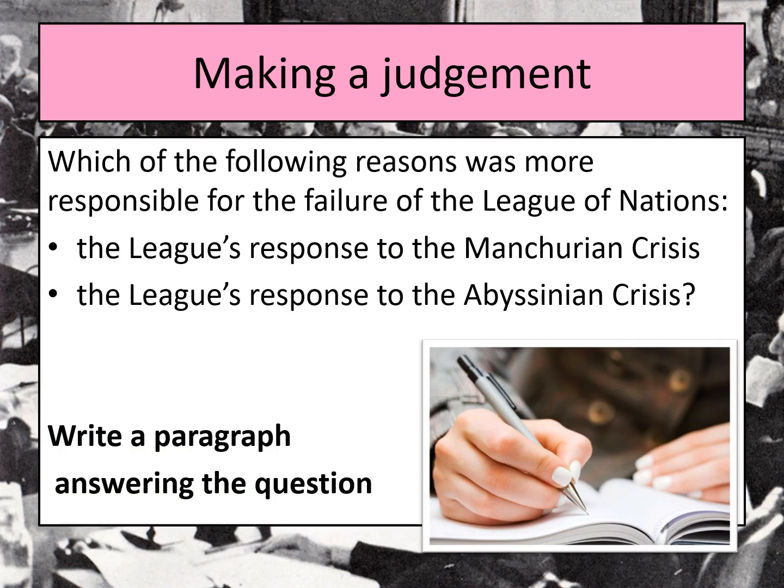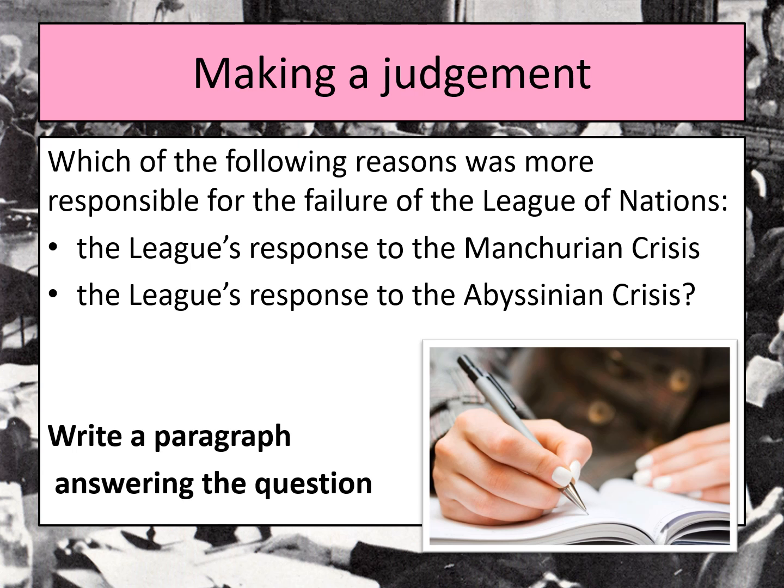So your second job today, and again, pause this after I talk you through it, is to have a go at writing a quick paragraph. And this is just a judgment from you. There is no right or wrong answer to this. What I'd like you to do is give your justification. I want you to tell me which you think was more responsible for the League of Nations going wrong and failing. Was it the League's response to the Manchurian crisis, or was it the response to the Abyssinian crisis? So you'll need to look at your notes from the last two lessons.